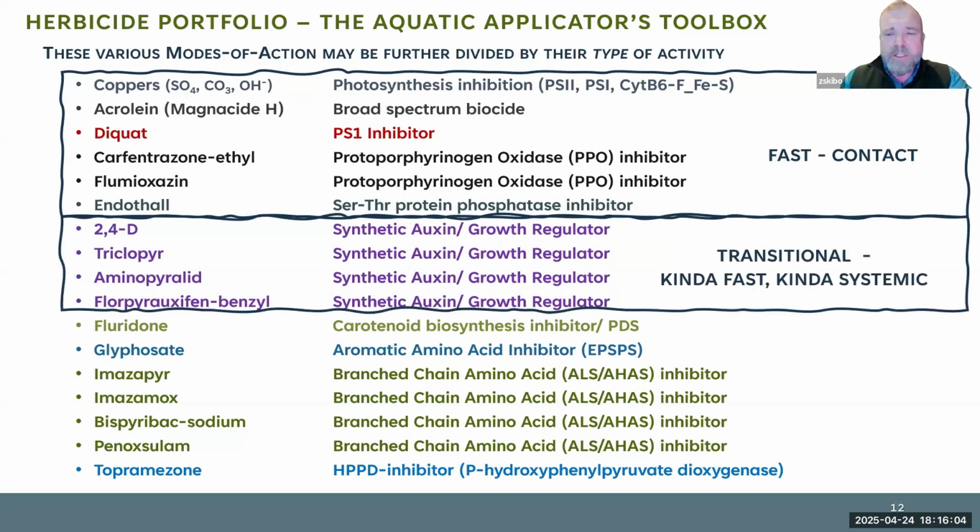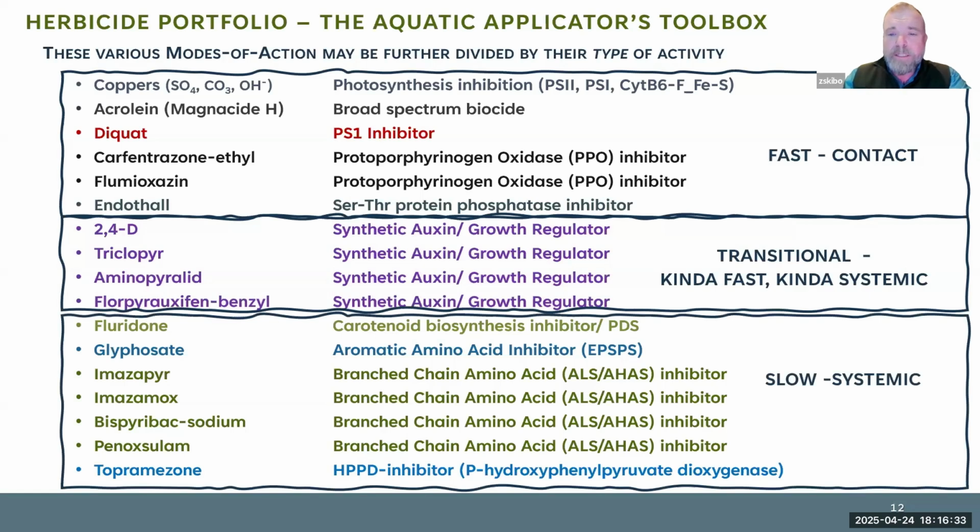Next, we have the transitionals. Now, these are our growth regulators. You've heard me talk about 2,4-D all the way up to florpyrauxifen. This one is known as ProcellaCOR in the marketplace. These are all systemic growth regulators. Now, I have them grouped as transitional because they are fast acting, they are systemic, but the results that we get from using growth regulators are usually somewhere in between a true systemic and a contact herbicide.